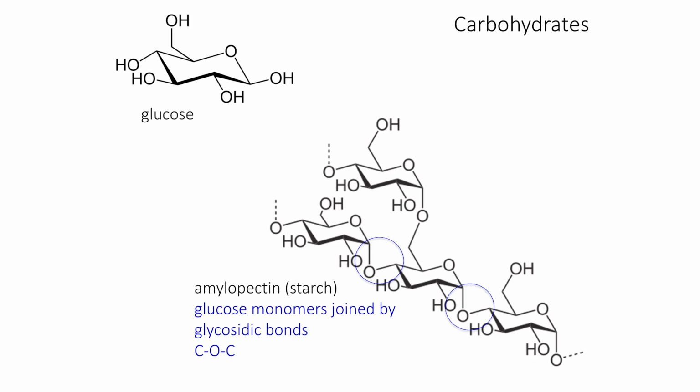On the bottom of the slide, you can see amylopectin, which is a form of starch, where the glucose monomers are joined together by the glycosidic bonds that I have circled. And that's a carbohydrate for you.